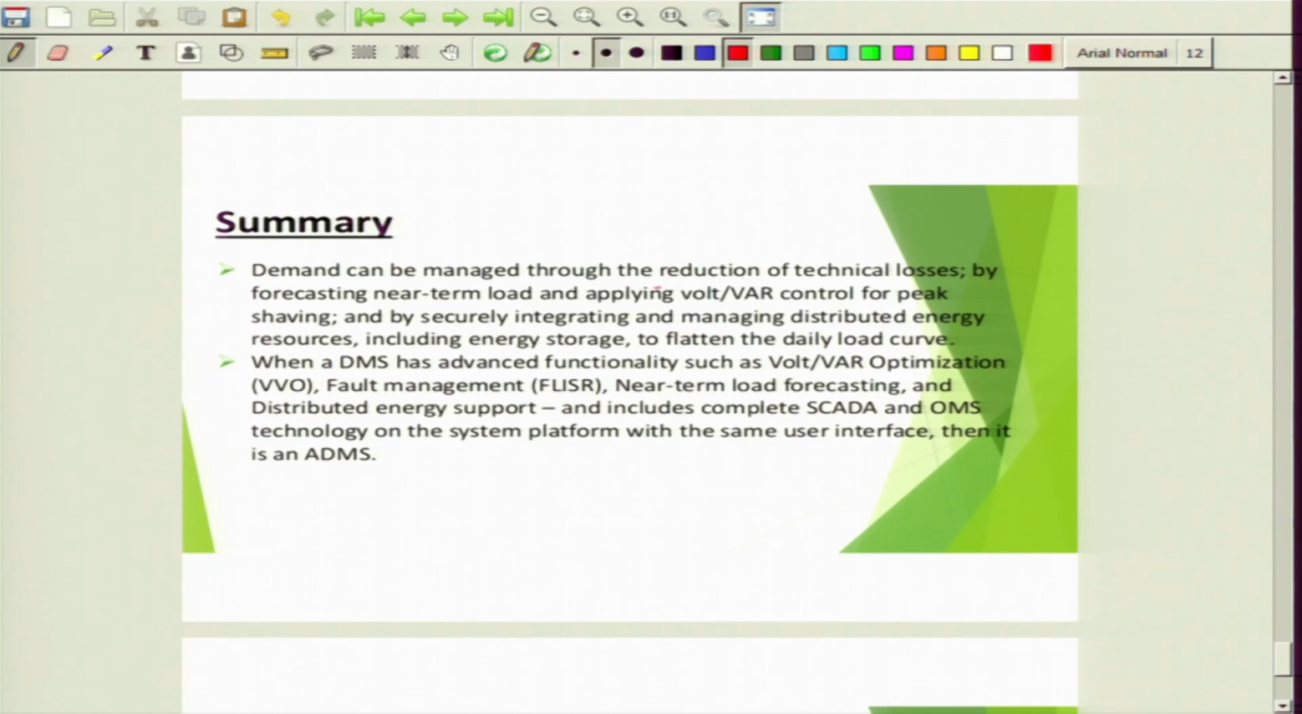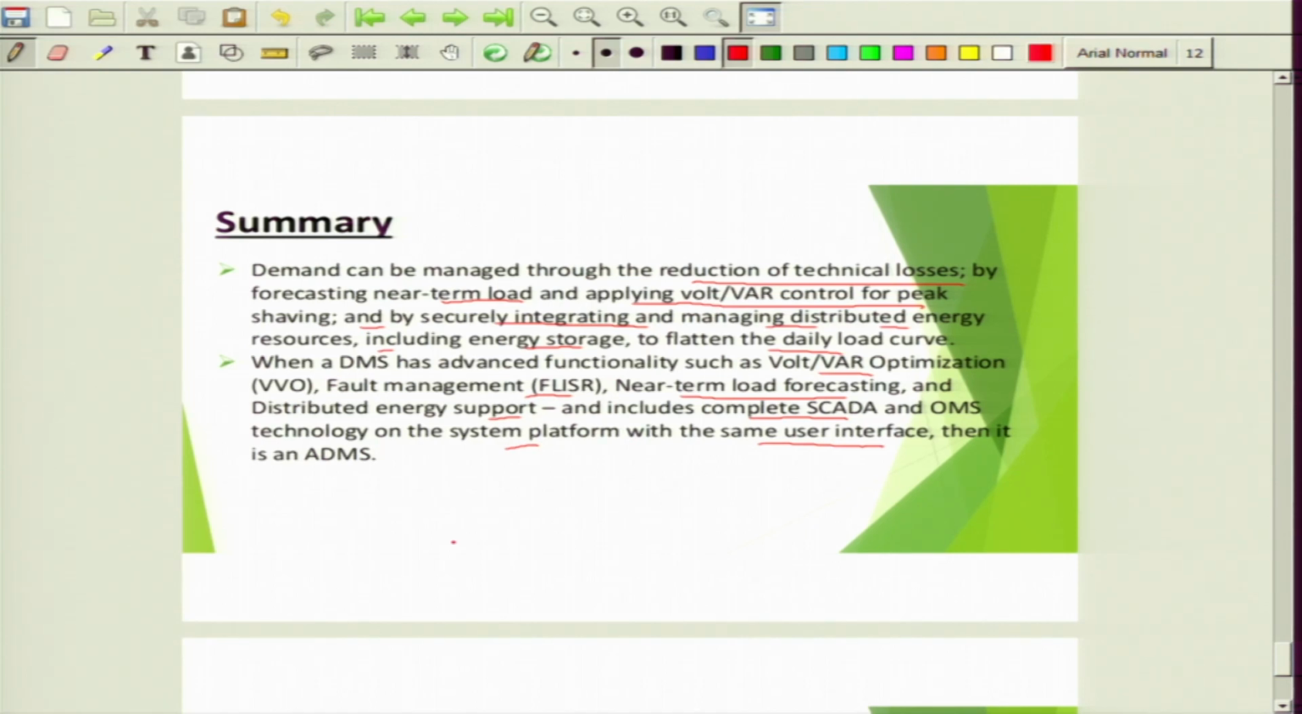So, demand can be managed through the reduction of technical losses by forecasting near term load and applying volt-VAR control for peak shaving, and by securely integrating and managing distributed energy resources including energy storage to flatten the daily load curve. When a DMS has advanced functionality such as volt-VAR optimization, fault management, near term load forecasting and distributed energy support, and includes complete SCADA and outage management system technology in the system platform with the same user interface, then it is an ADMS.